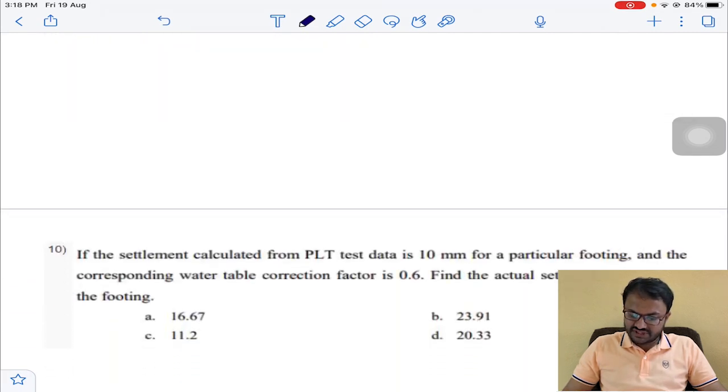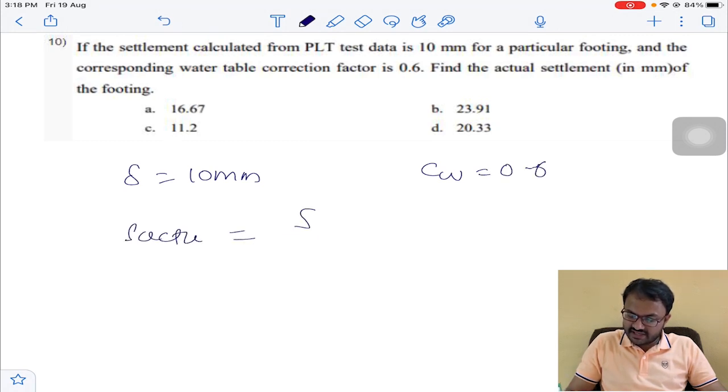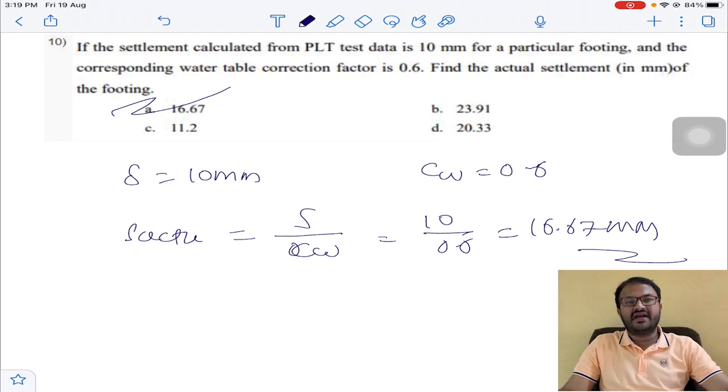And coming to the last question of the assignment, if the settlement calculated from plate load test, S is equal to 10 mm and water table correction CW is equal to 0.6, then actual settlement will be S divided by CW, that is 10 divided by 0.6, it will be 16.67 mm. Clear? So the answer is A for question number 10. Okay, this is the end of the assignment.